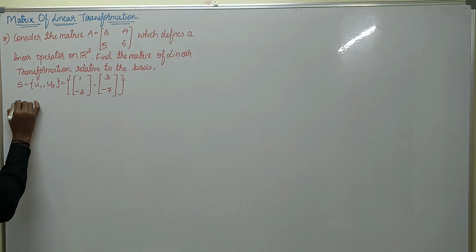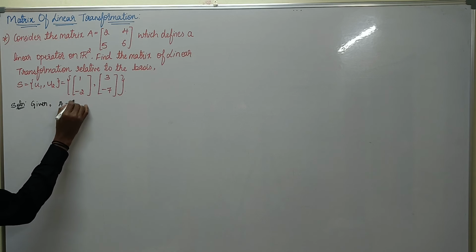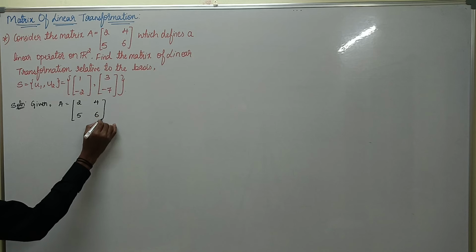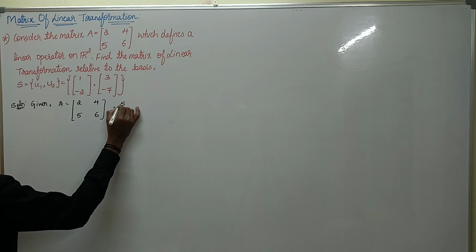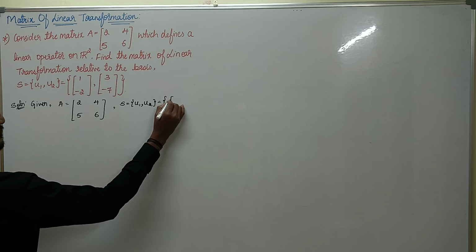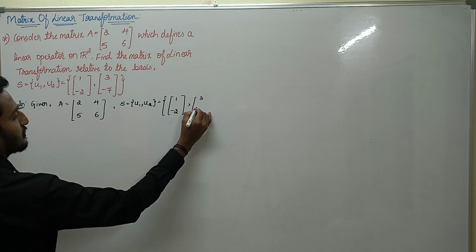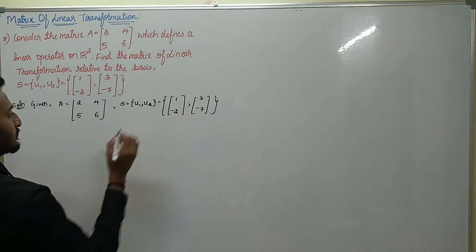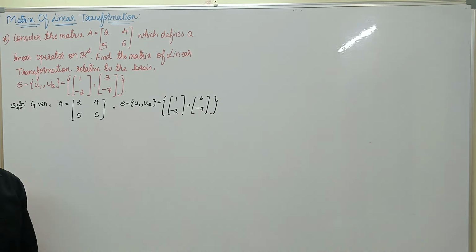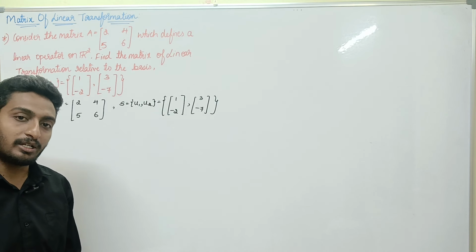First, let us consider the given A, which is equal to [2 4; 5 6], and the basis S, which is equal to {u1, u2}, where u1 is (1, -2) and u2 is (3, -7). We need to find the matrix of the linear transformation with respect to the coefficients, that is C1, C2, or A11, A12, A21, A22.